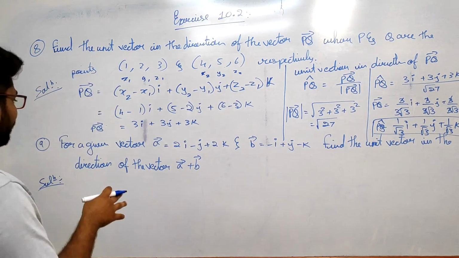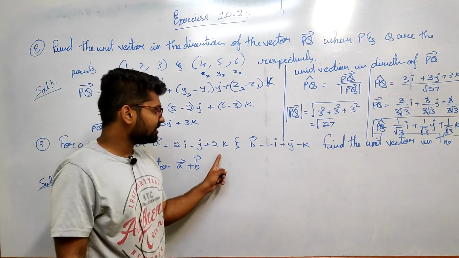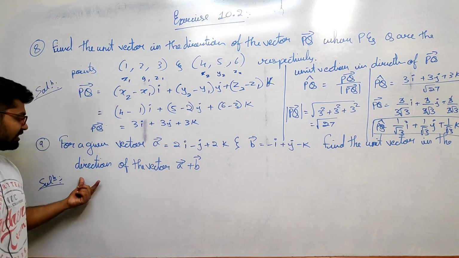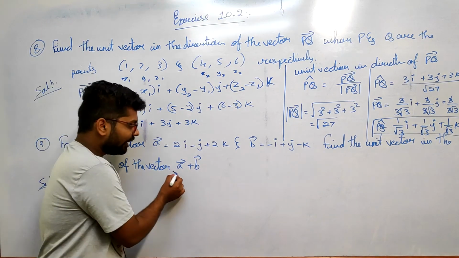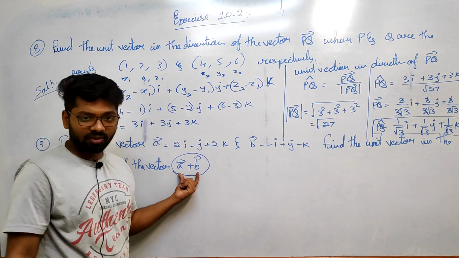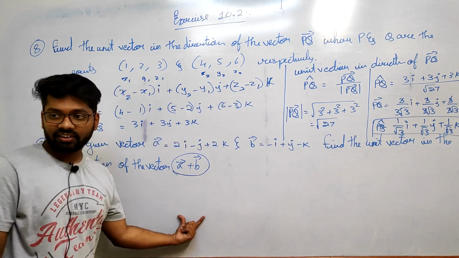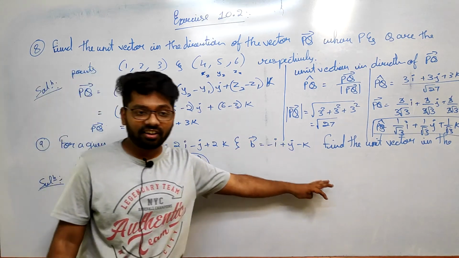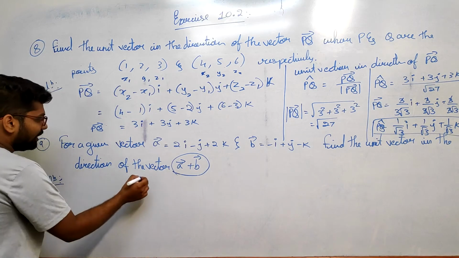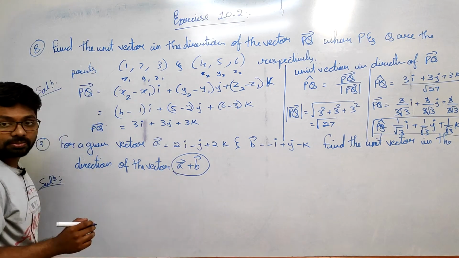So let us see here, for a given vector a bar is this, b bar is this, find a unit vector, but this time in the direction of the vector a bar plus b bar. So what do we have to do? First we will find the sum of these two. After that we will get a vector, and we have to take that vector and find the unit vector. So very simple sum, not a big deal. First we have to find a bar plus b bar.